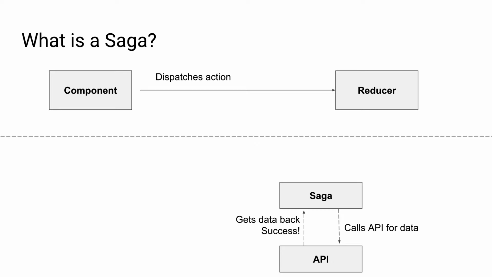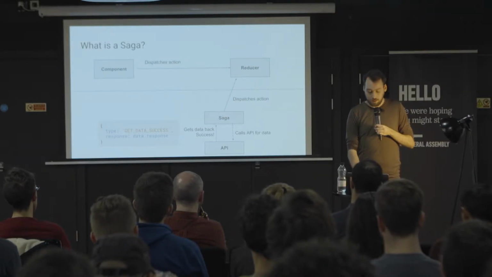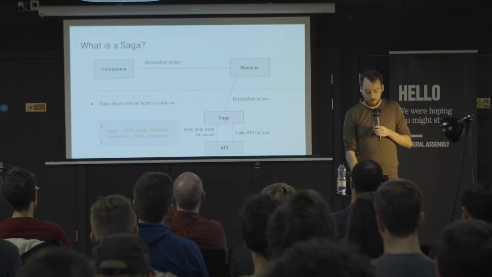So what this is going to do is make a call to an API and try and get some data back. It does it asynchronously, waits for results, and then it will dispatch an action back to the reducer, back to the normal synchronous flow. So in this case, the action is get data success. In the response key, it will add the actual response we got back from our API, and then it goes to the reducer as normal.